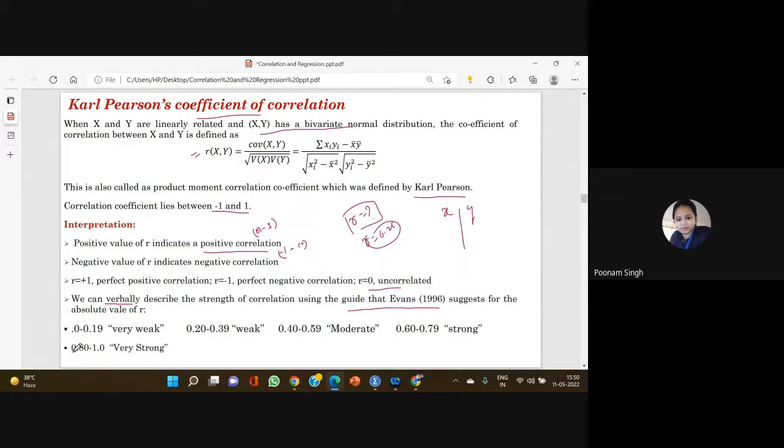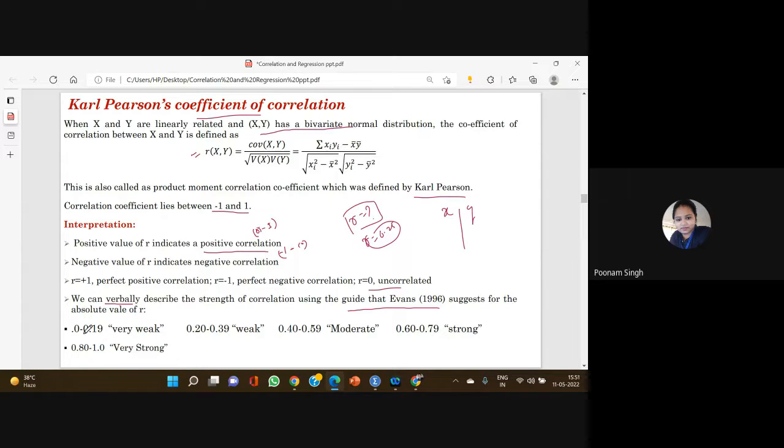It means if your value is lying between 0.80 to 1, then we will say there is very strong positive or negative correlation, depending on whether a positive or negative value is there. If your value is between 0.80 to 1, and if it is positive, then you will say that there is a very strong positive correlation between the two variables.